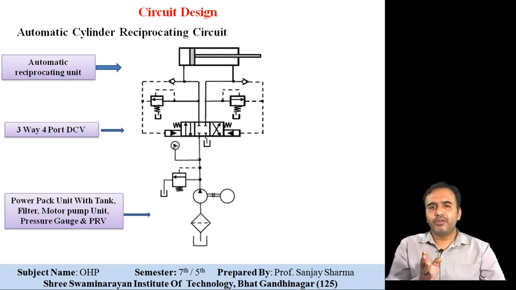So when position 1 is there, the cylinder will extract, and as soon as it extracts, the pressure switch will activate the solenoid by the pulse sent by the pressure regulating switch, and that will move towards the left and move to position 3, and the cross flow will take place. So automatically here the extracting and retracting will take place.